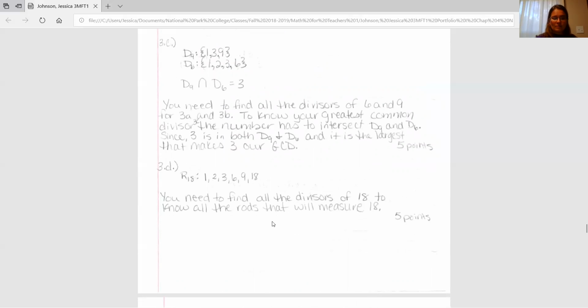Place the 10 rod and the 8 rod end to end to form an 18 train. Recall that a train is formed when one or more rods are placed end to end. So you want to find the divisors of 18: 1, 2, 3, 6, 9, and 18.